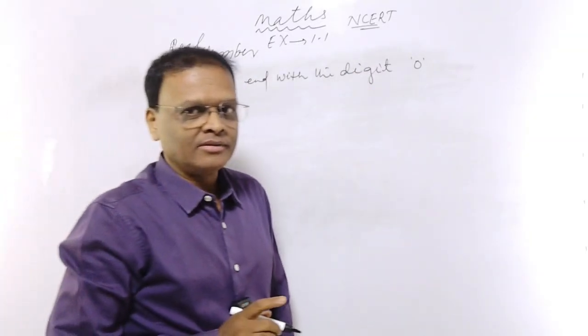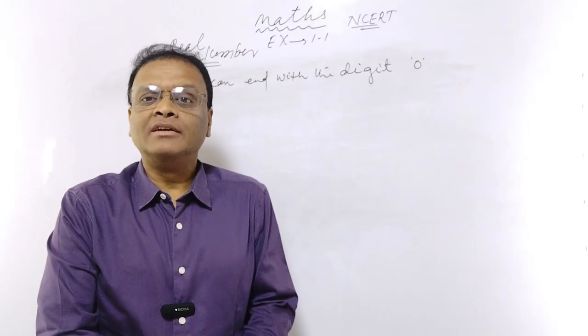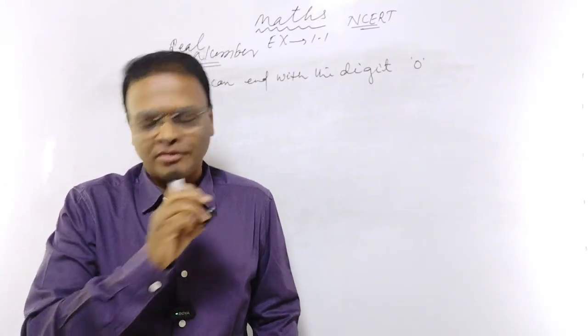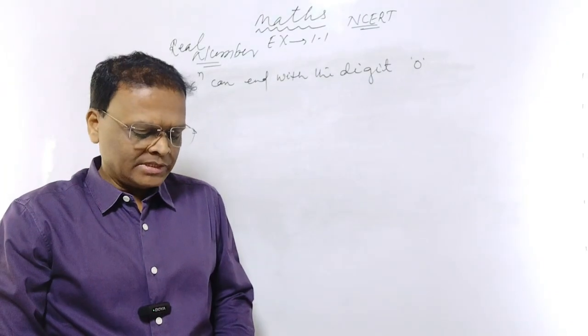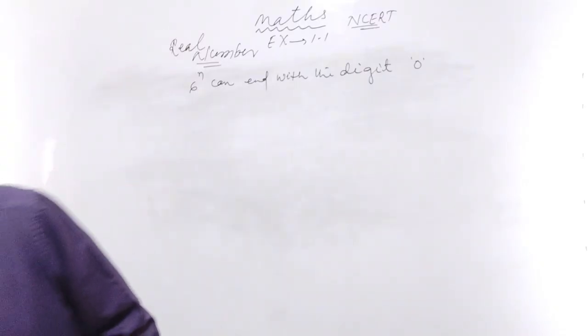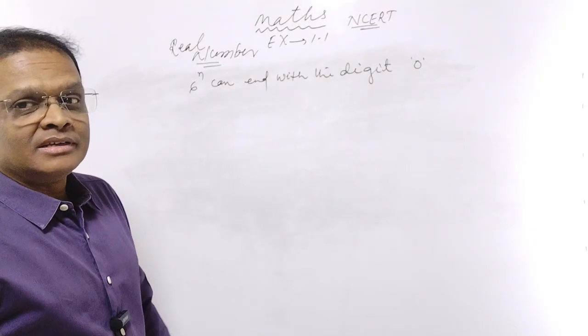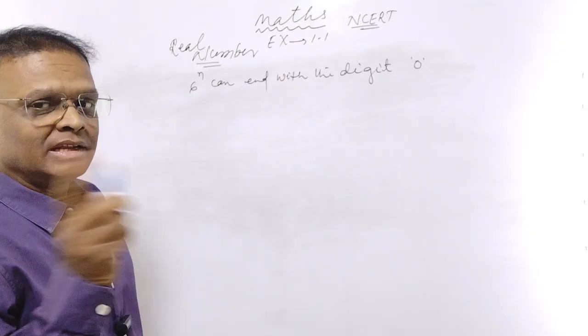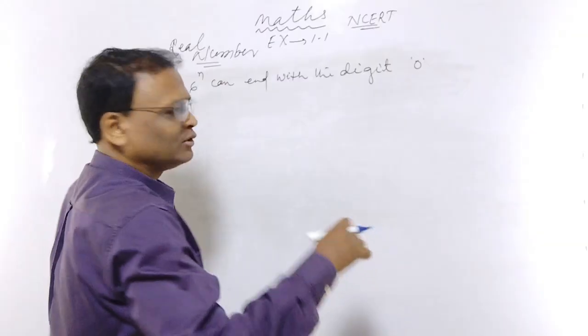Understanding the question is very important. So I have to check whether 6 to the power of n ends with the digit 0 or not. We can do this in two methods. Whichever method you are comfortable with, you can use that method. But he is telling what n is. n is a natural number, any natural number. So we are doing this in two methods.